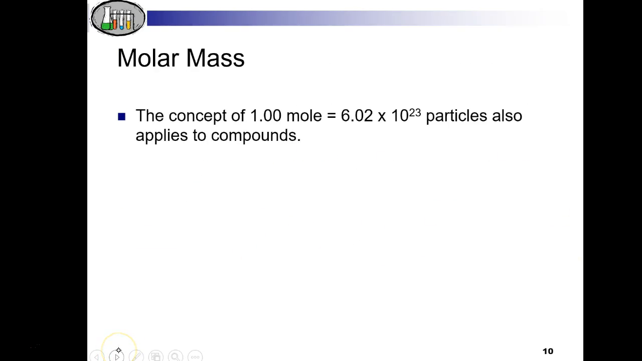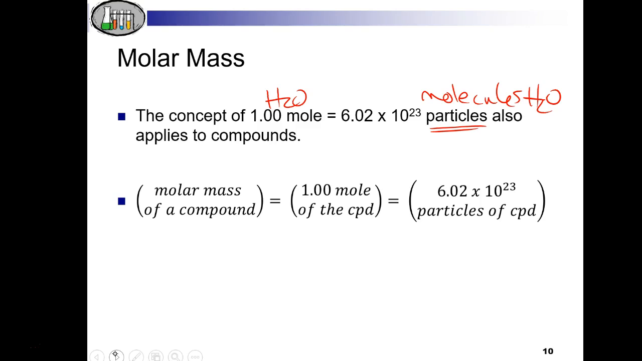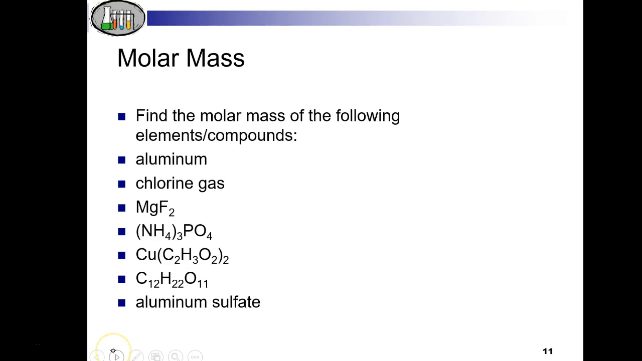So molar mass counts for compounds. If you're talking 1 mole of water, it is 6.02 times 10 to the 23rd particles. Particles is kind of the generic term. Technically, water is a molecule, it's not ionic. And it applies to compounds. So the molar mass, which is a little different than the atomic mass, is equal to 1 mole of the compound, 6.02 times 10 to the 23rd particles of the compound. To find the molar mass, you take all the atomic masses of each element and add them up. That's all you're going to do. So molar mass is what we're going to work on today.